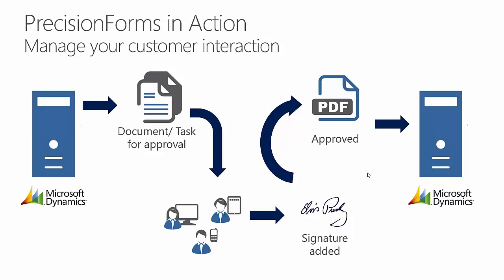We don't simply have to use Precision Forms to create the documents. We can also track the approval of documents using the Precision Forms application. Very often we may need to send a document out for review to have signatures added, and then for that PDF document to be approved for distribution. Precision Forms allows that process to happen really quickly and easily.